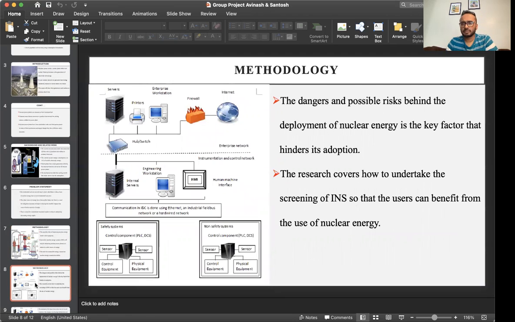The danger and possible risks behind the deployment of nuclear energy is a key factor that hinders its adaptation. The research covers how to undertake the screening of INS so that the users can benefit from the use of nuclear energy. There is a picture describing everything about the nuclear safety of the nuclear power plant. I have probably done research on the topic.